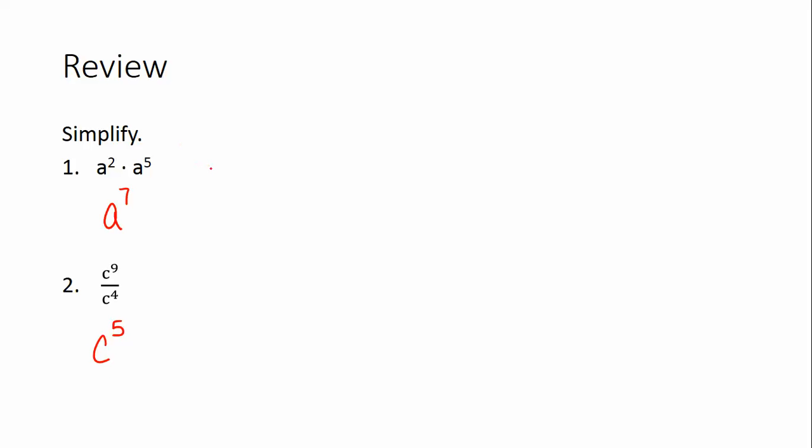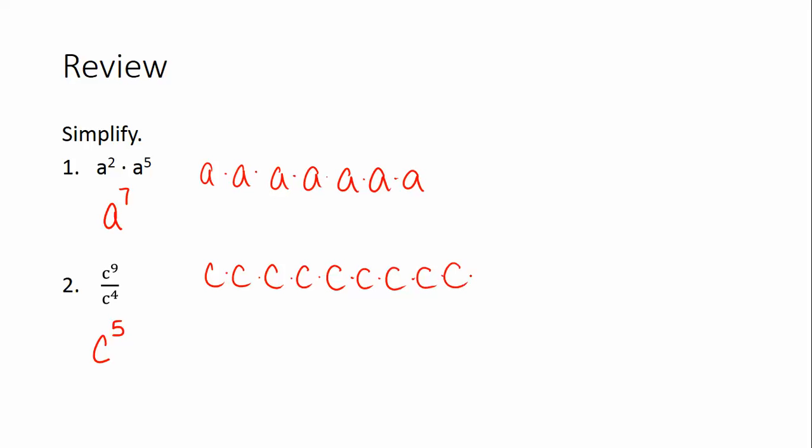Remember in number 1, this comes from a times 5 more of them. And when you add all those up, there are 7 a's. In number 2, similarly, there are 9 c's in the numerator and there are 4 in the denominator. So it's kind of like canceling out. And then when you don't have any more to cancel in the denominator, you're left with c to the 5th.